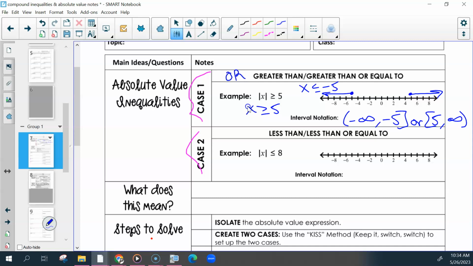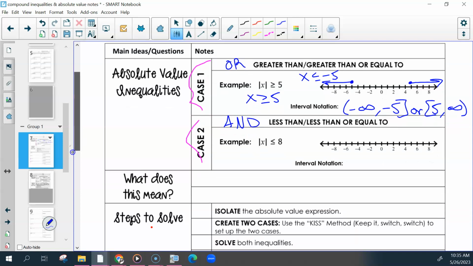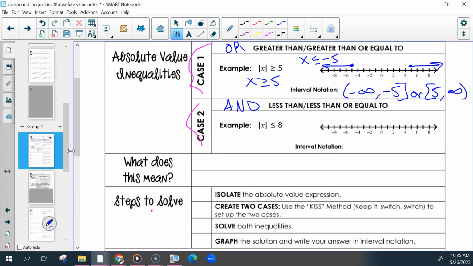So anytime the absolute value bars are isolated, your greater than or equal to will always be an OR inequality, which means less than or equal to will be AND. And we would do the same thing. Keep it the same, drop the absolute value bars. X is less than or equal to 8. Then change the direction of the sign and make it negative. X is greater than or equal to -8.